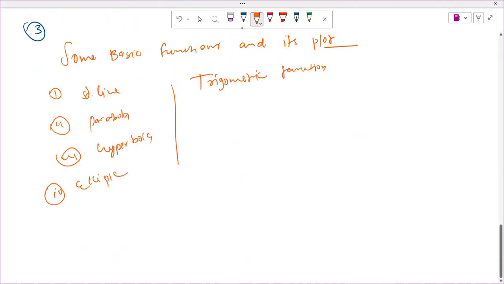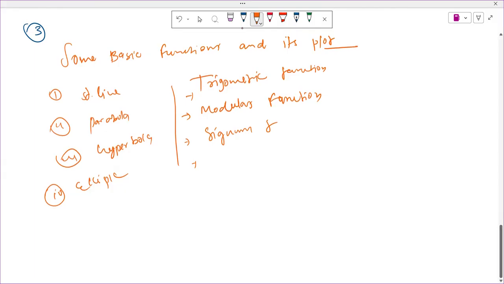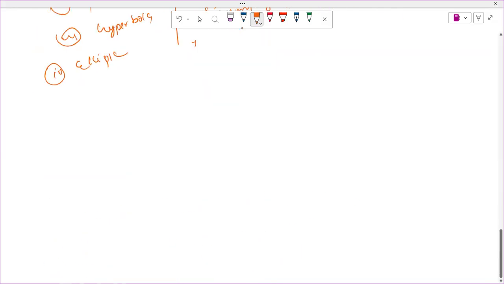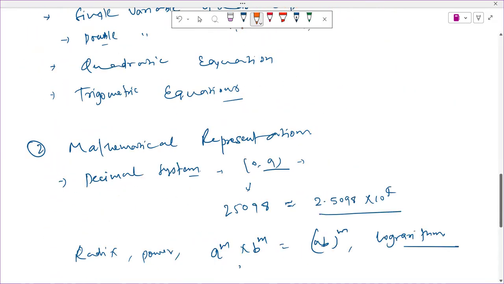Trigonometric function, then a modulus function, what others remaining? That means this way you can have different kinds of functions that we can discuss, like the signum function, step up function, step down function. So we'll discuss this later. But yes, all these things have to be very clear, and you should be comfortable in solving equations and inequalities.